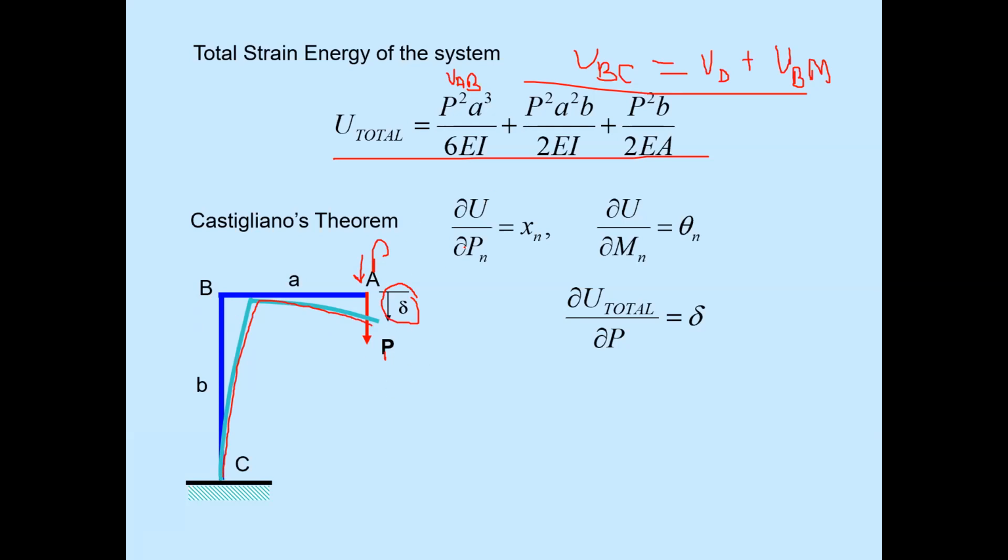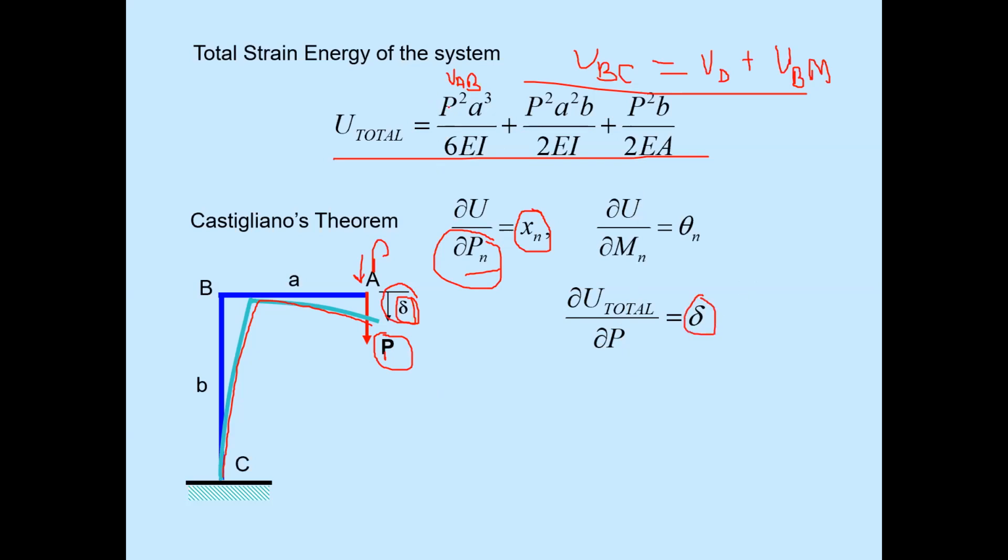Now, differentiating this total strain energy U total with respect to the unknown force P, in the direction of force P, we will get the displacement in the direction of that force P. This is the delta we will get by differentiating the total strain energy with respect to the force P. So dU total upon dP is equal to delta. Now integrating this equation with respect to P, what will we get? We will get our equation for delta.